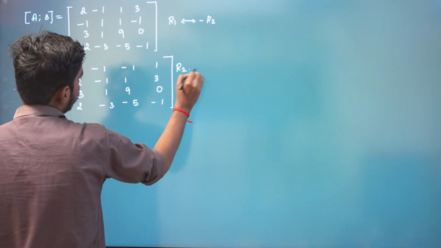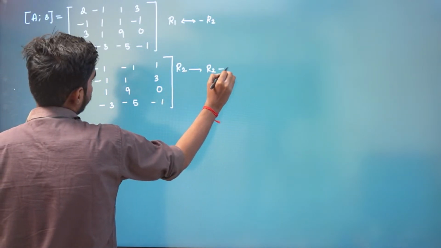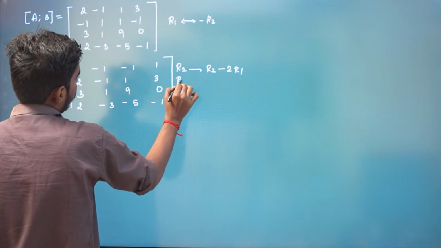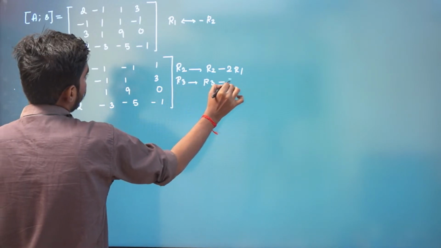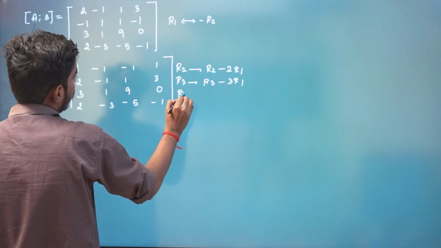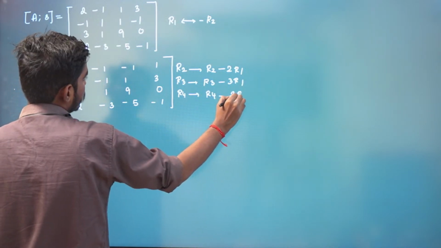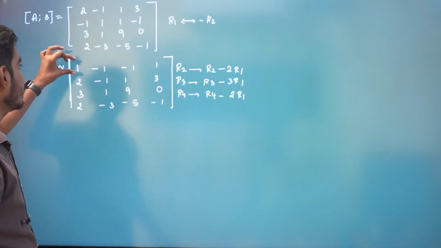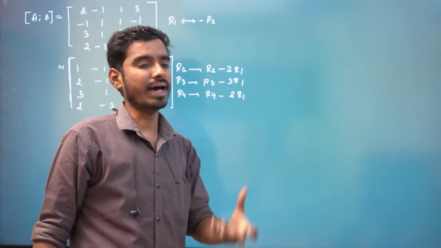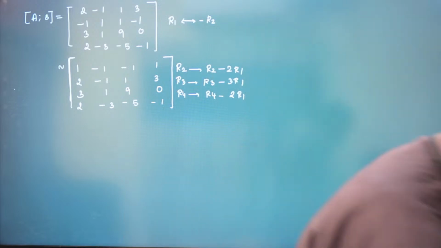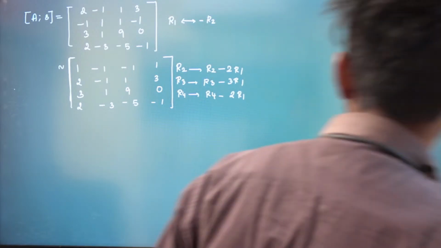So we have R2 is transformed to R2 minus 2R1. R3 is transformed to R3 minus 3R1. R4 is transformed to R4 minus 2R1. It is not mandatory that this element has to be 1, but if it is 1, then our calculation will be easy when compared to that. That's why we are doing this.